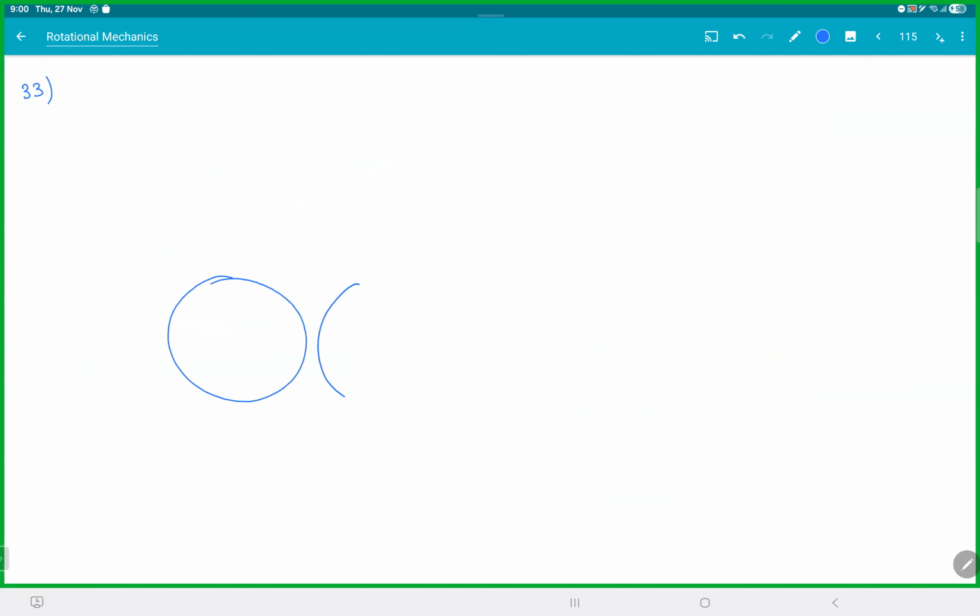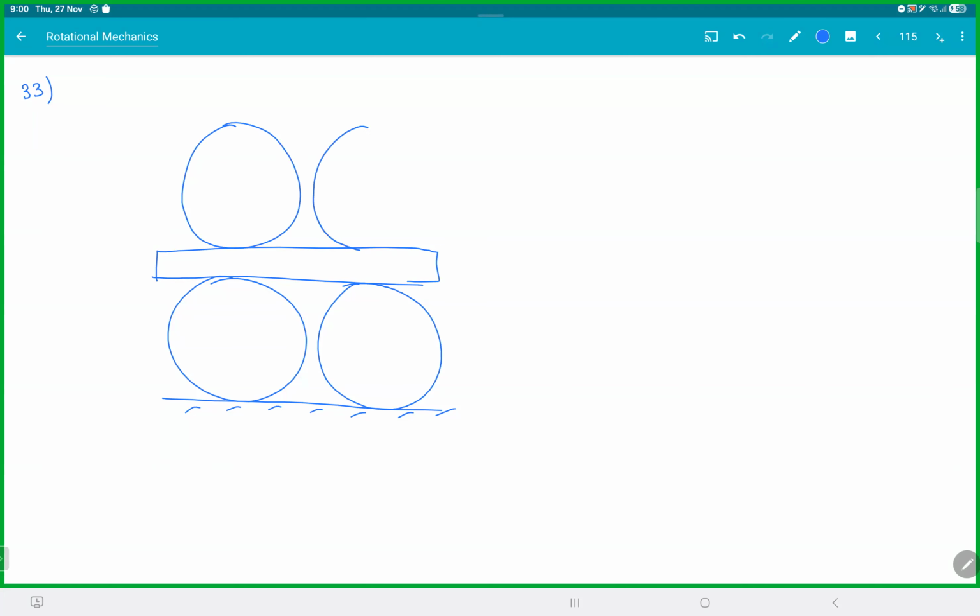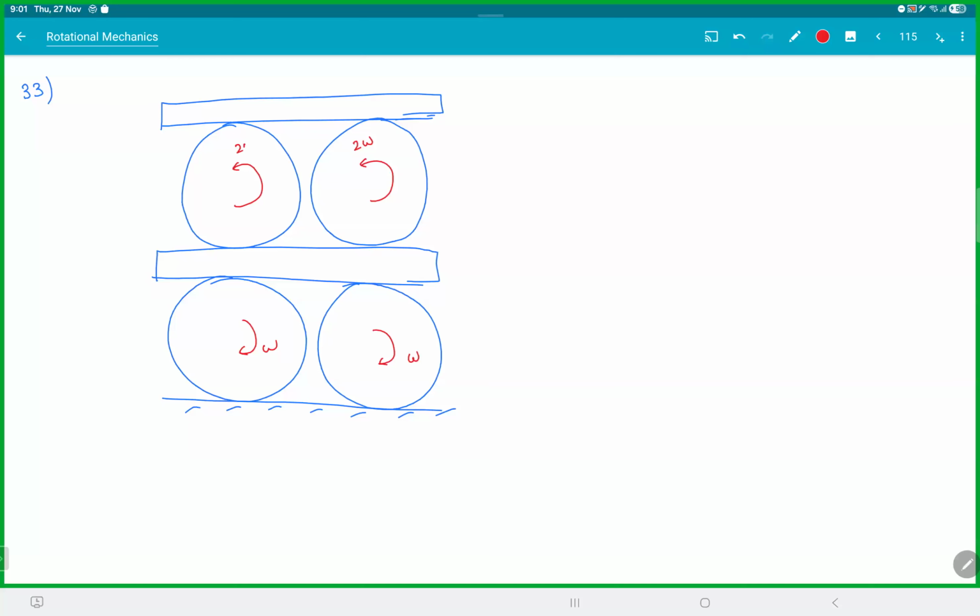Let's say we have two cylinders. Both are placed on the ground. On top of them, you kept a plank. On top of them, you kept two more cylinders. On top of them, you kept a plank. Right. So let's say this is rotating with omega. This is rotating with omega. This is rotating anti-clockwise 2 omega. This is rotating anti-clockwise 2 omega.